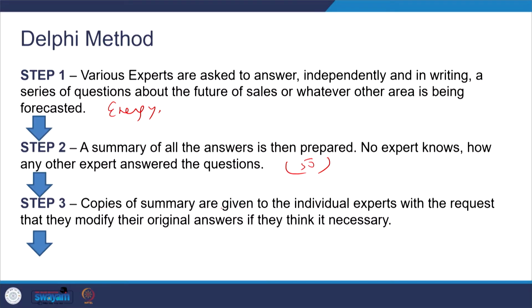In step 3 what happens, copies of the summary are given to the individual experts. So, the summary reports are given to all these 50 experts with the request that they may modify their original answers if they think it is necessary. So, in this step the summary report is given, and from the summary report maybe somebody who was differing earlier, now he might change his original decision, but no pressure is put on that, right.